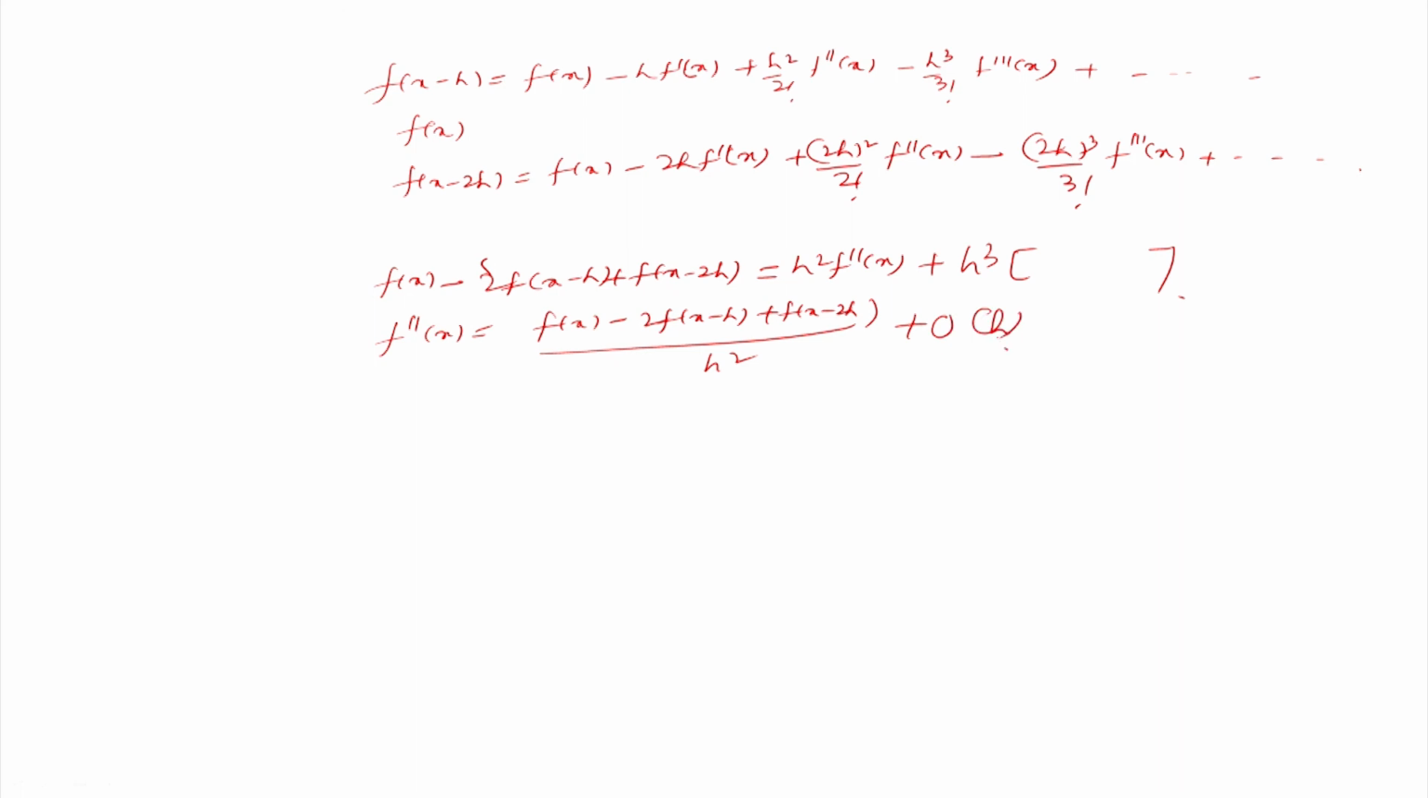And always we are moving backward, since x is the starting point, then x minus h, then x minus 2h we are considering. So two steps backward we are moving to get this formula. That is why it is called the backward difference formula for second order derivatives.